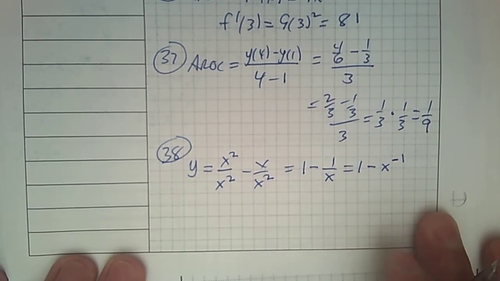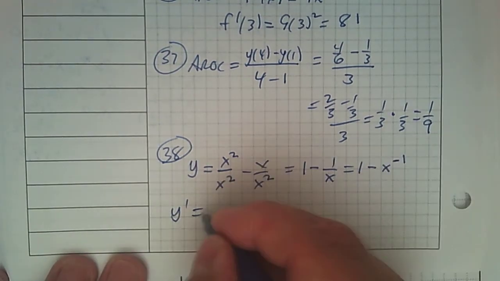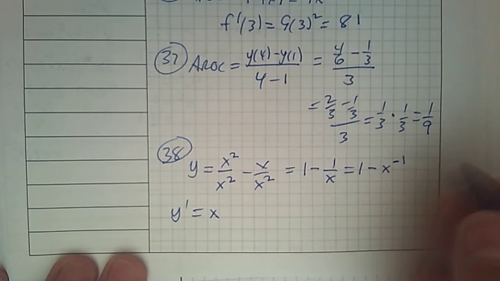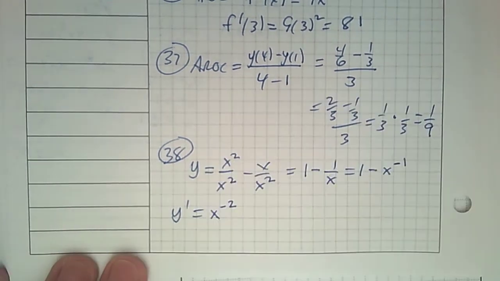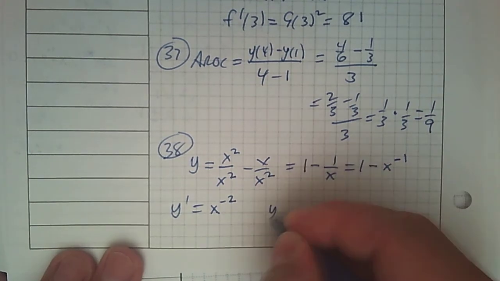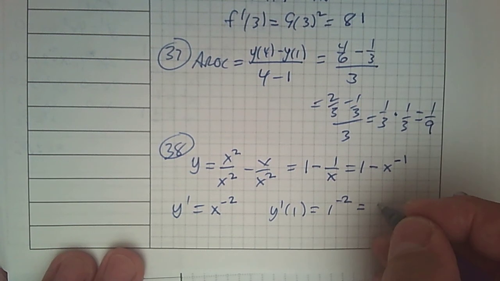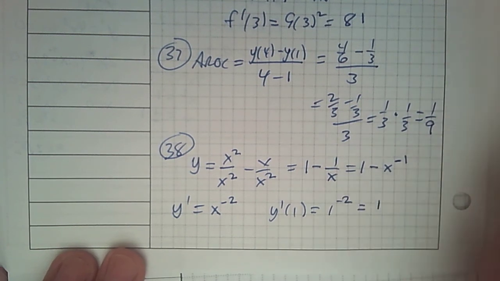So I do the algebra. Now the calculus should be easier. So the derivative of 1 is 0, and negative times the negative is positive 1, and subtract 1 to the exponent. So that's x to the negative 2. In the question, the x coordinate is positive 1, and again, 1 to any exponent is equal to 1. So the answer is 1.